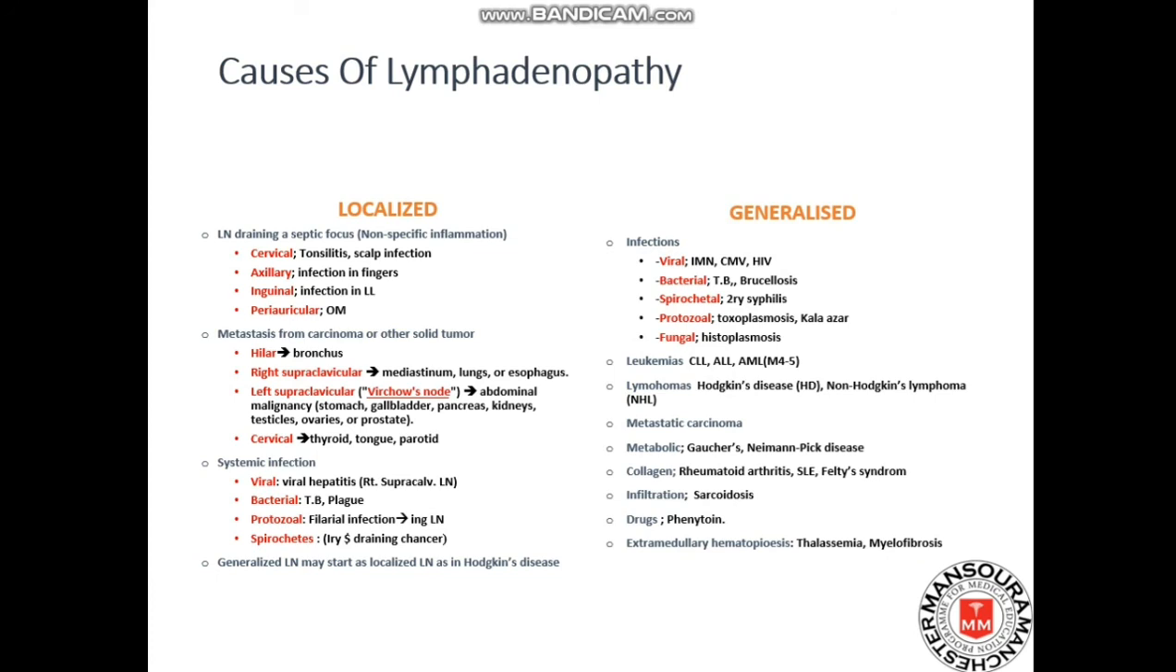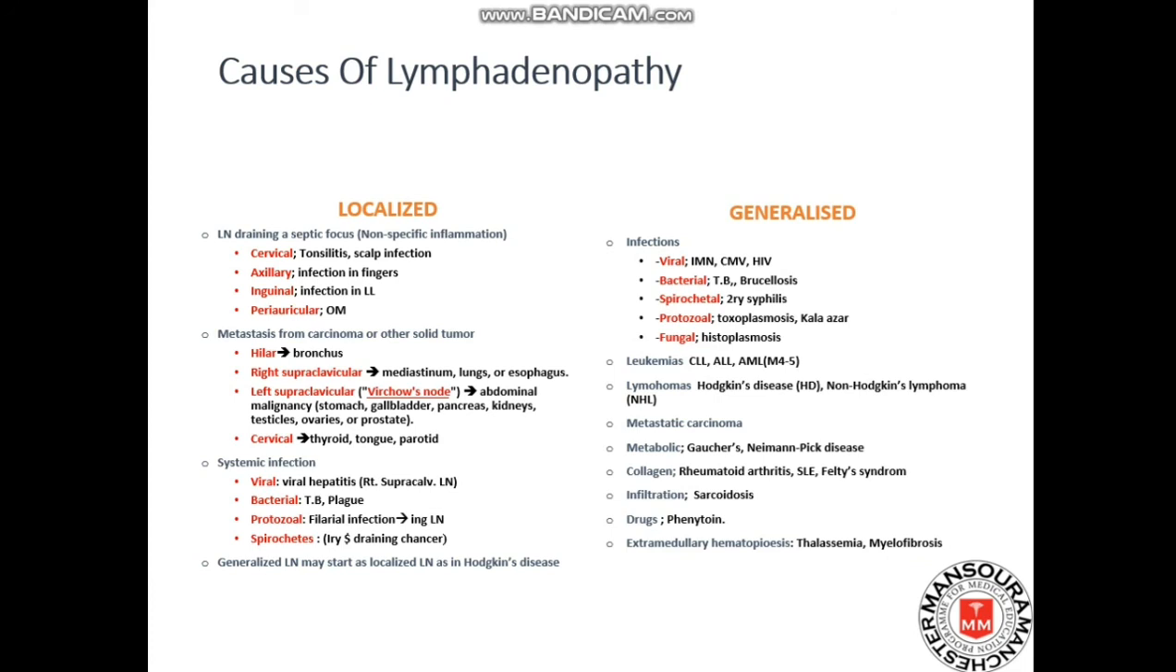Cause of lymphadenopathy in the form of localized causes and generalized causes, and sometimes the patient presented localized and then generalized. For example, Hodgkin lymphoma. Localized group: lymph node draining aseptic focus, non-specific inflammation, cervical in tonsillitis and scalp infection, axillary infection in fingers, and inguinal infection in lower limb, periauricular in otitis media, metastasis from the carcinoma or other throat tumors, hilar in bronchogenic carcinoma, right supraclavicular from hepatocellular carcinoma and mediastinum, lung or esophagus. Left supraclavicular group, it is called the Virchow group.